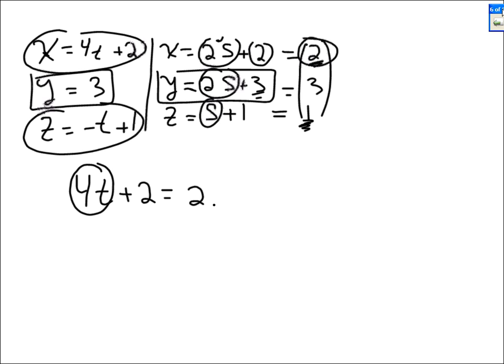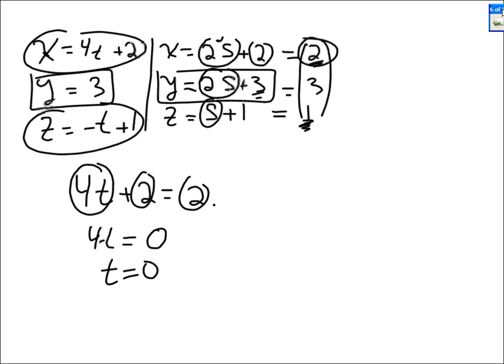Amazingly, this has to be 0 as well. 4t plus 2 really equals 2, so 4t has to be 0. So t coincidentally is also 0. It didn't really need to be that way.